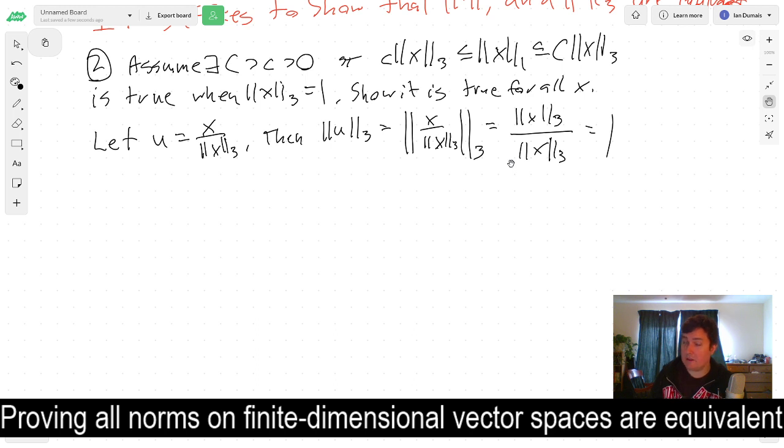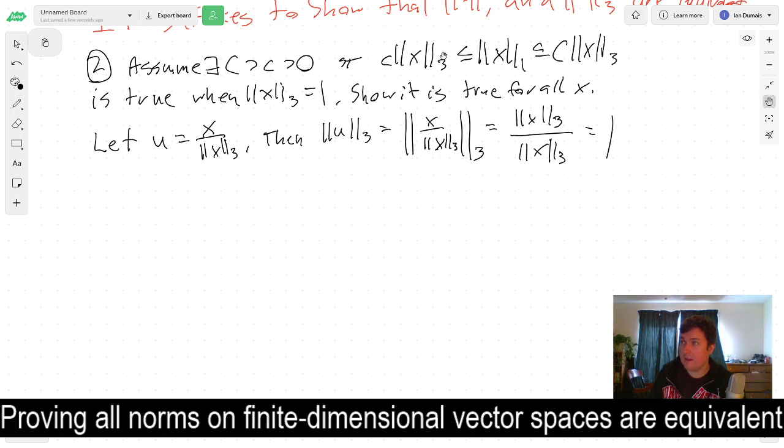But anyway, if we have a unit vector, its length is 1. So if I look back at this right here, if I put in u, this will be 1. This will be 1. We're going to get, bear with me, that c is less than or equal to norm 1 of u, less than or equal to big C. If I plug in u, this becomes 1, this becomes 1. We get that.